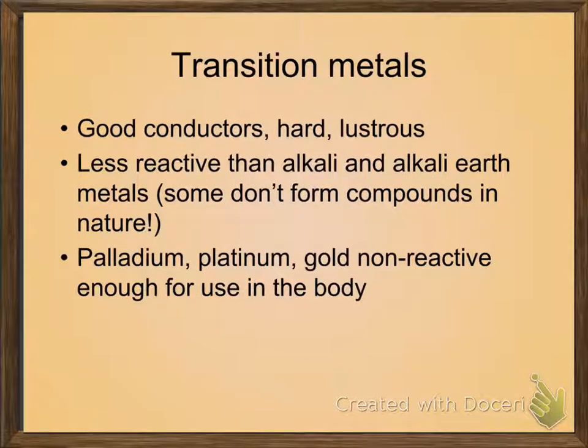The D block is also called the transition metals. They're good conductors, they're hard, they're lustrous, that means shiny, and they're less reactive than alkali and alkali earth metals, that'd be group 1 and group 2 respectively. Some of these metals are actually found free in nature, and some are so non-reactive they can be used inside the human body, where they're going to come in contact with all sorts of, well, just crazy stuff.